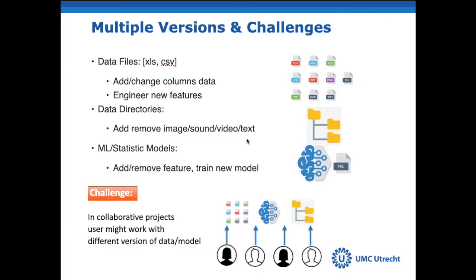So when we talk about data, the data could be a CSV file, it could be a directory full of files, or a machine learning or statistical model. But the challenge is even bigger if you're in a big project where you need to collaborate, and each user might need a different version of the data or the model. So here comes the concept of how we can version all of this data and also get the desired version that we want.